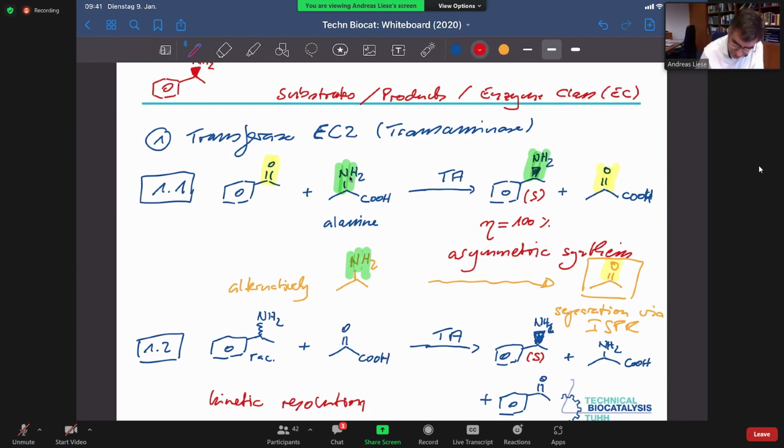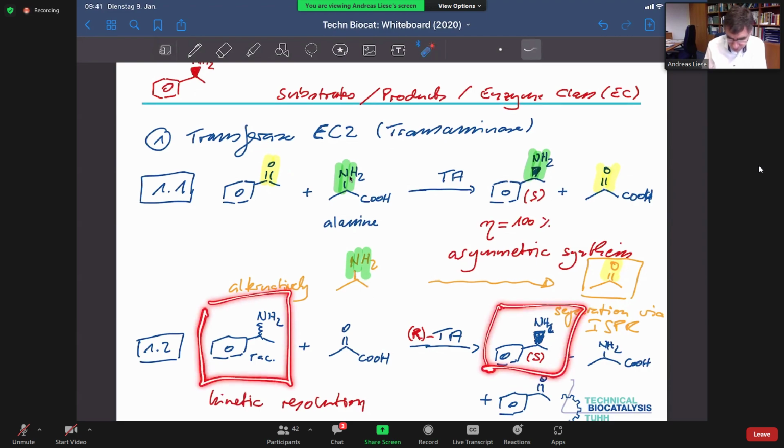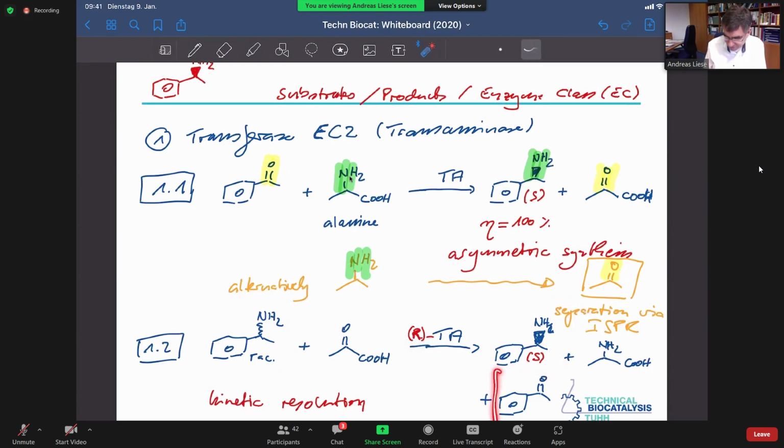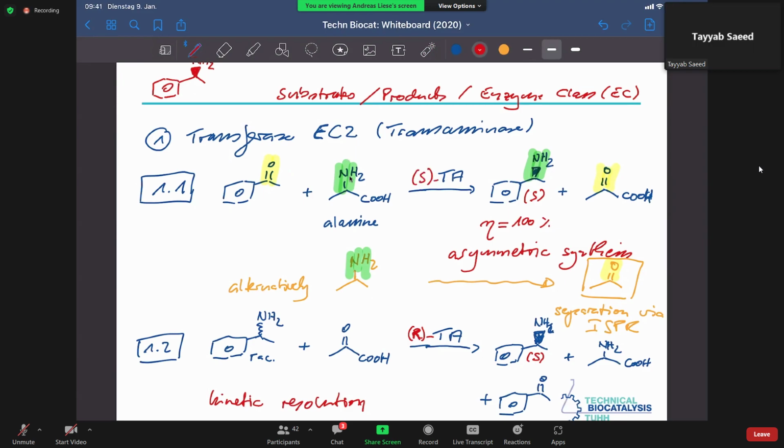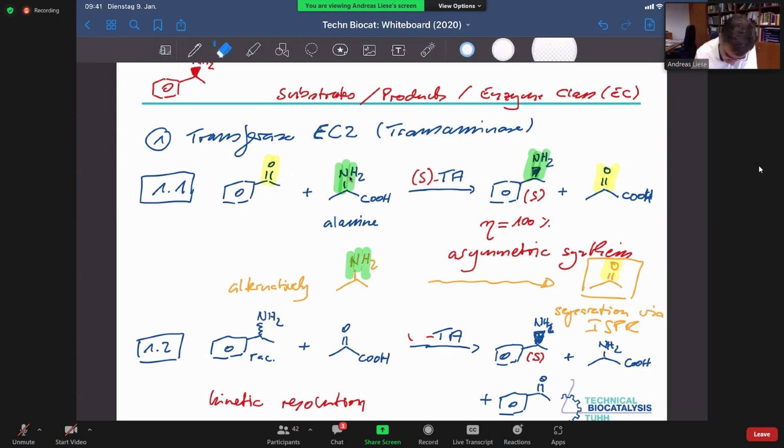Right, that would be now the absolute 100-point answer. Here we need an R transaminase because the S is untouched. Out of the racemic resolution, the R is reacting to the acetophenone. Absolutely right. What would be in the case of the enzymatic synthesis with the transaminase? Would that be S or R? It would be S, of course. Absolutely, because there our reaction product is the S product. That's nice.